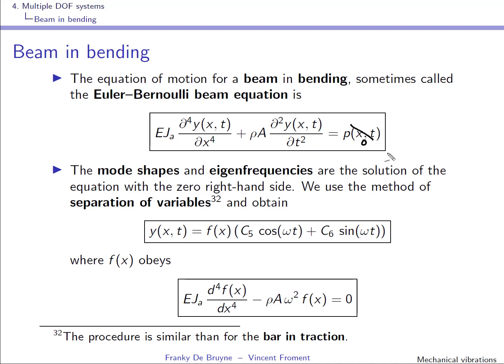And then you should use the method of separation of variables. This is the same method that we've been using for a bar in traction. I've skipped the details, but again, you can write the solution to be f of x times a function g of t. And if you go through the calculations, you see that this g of t is this function here. So this I've already done, and the question is, what is this function f of x? If you go through the calculation, you will see that this function f of x obeys this equation here.